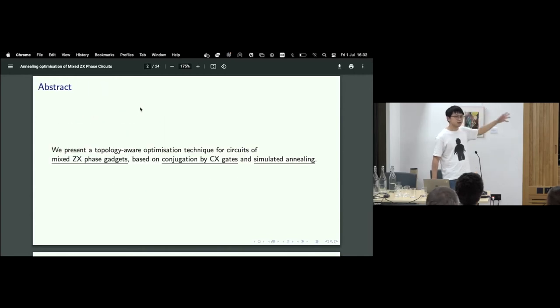This is mainly of interest for variational problems, but the library we implemented is also interesting in the fault tolerant case.